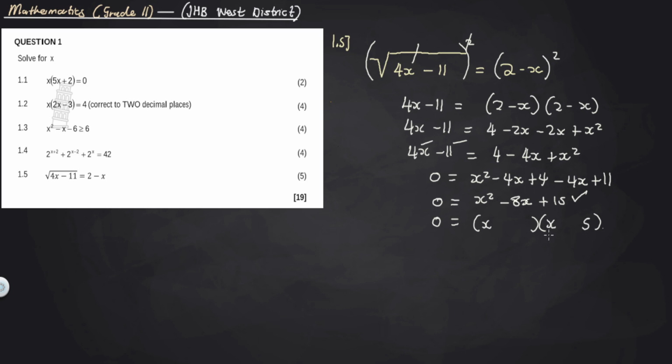Then it's going to be a 5 and a 3. Same principle. You want 2 numbers that multiply to plus 15 and add to minus 8.